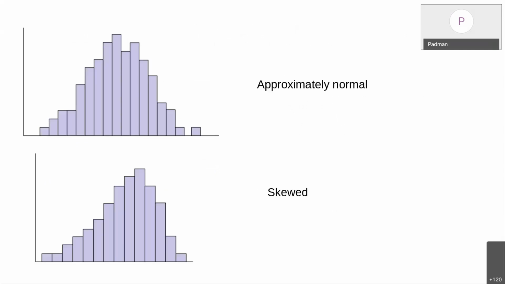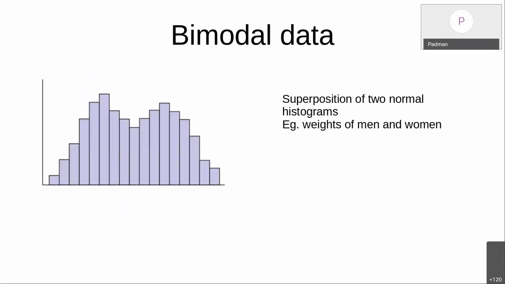And this kind of data is unimodal. This is unimodal because there is only one peak. But here this is bimodal data.